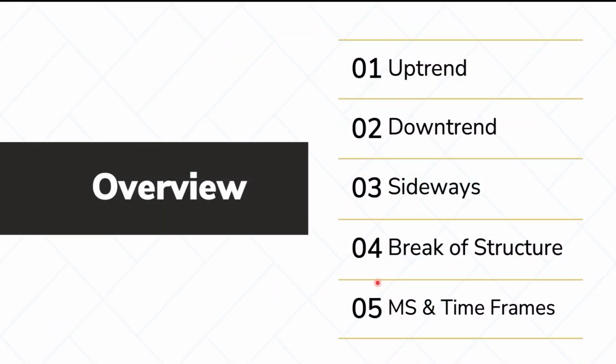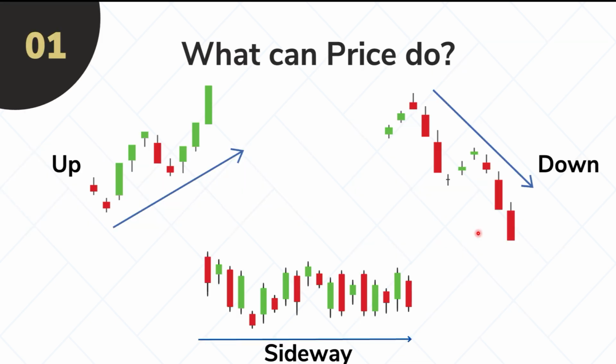In this episode about market structure, first we're going to talk about what an uptrend is. So when you're moving upwards, how you can spot a downtrend when you're going downwards, and what sideways movements look like. And then we're going to talk about a break of structure, so when an uptrend changes into a downtrend or vice versa. And we're going to combine market structure with the previously learned framework about time frames. First, let's go over the basics.